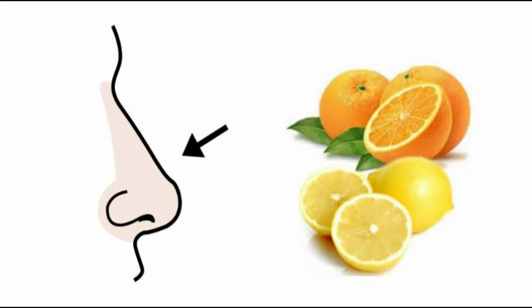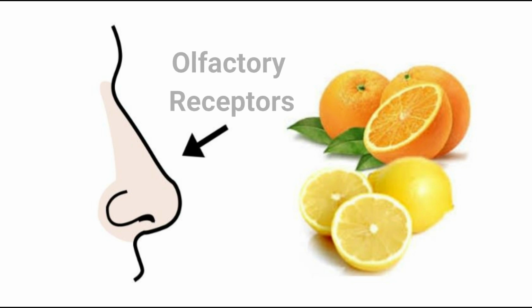Our nose is filled with receptors called olfactory receptors. These receptors can tell the difference between the R and S enantiomers. That is why we are able to distinguish the smell of a lemon or an orange.